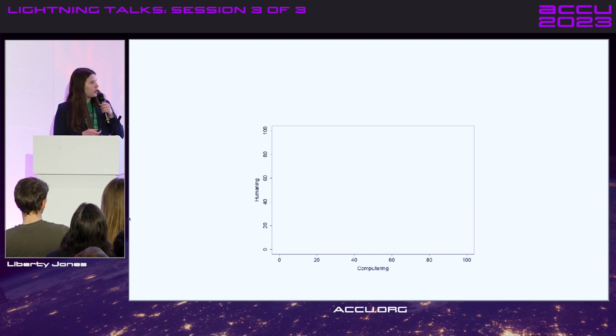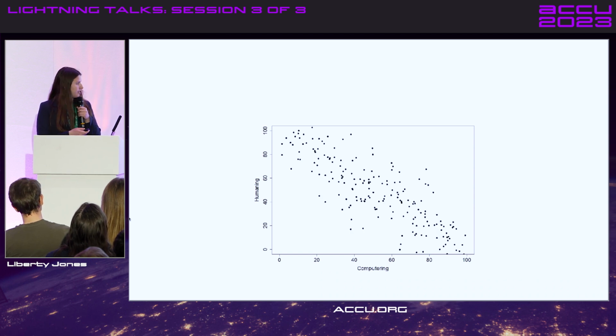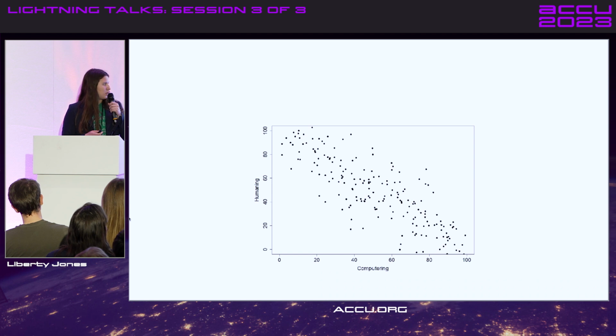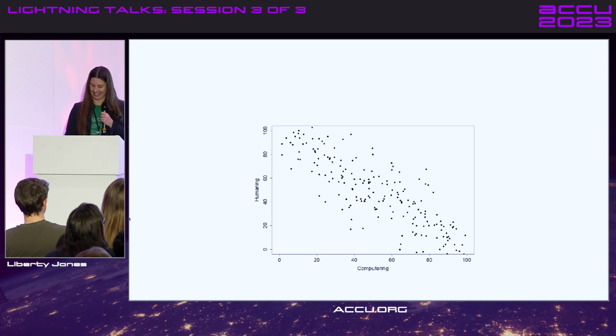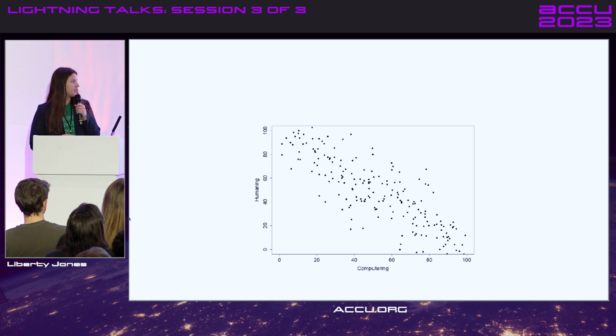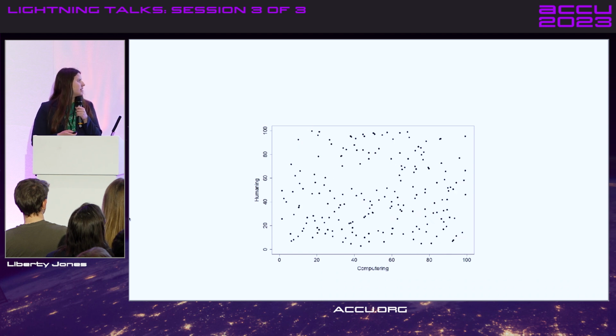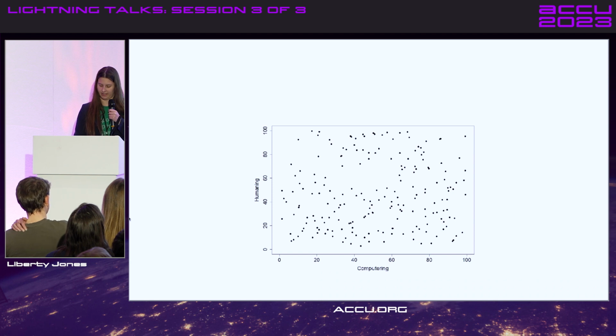If this were true, you'd have a trend that looks a bit like this. I've made it quite a sharp trend, so there's no one in the world who's any good at both computing and humaning, which I think we know isn't true. But I propose instead that you might be able to see this trend without it actually being the case. So instead, everyone's randomly scattered on these axes.